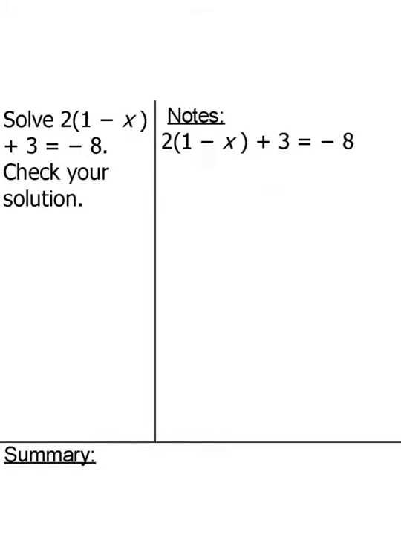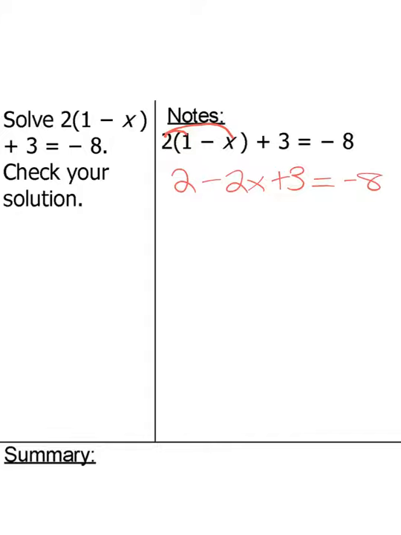So now I have parentheses. What do I do to get rid of those parentheses? Yes. Yeah, so distribute. Perfect. I've got 3 people that clearly know what they're doing. So I do distribute. So I'm going to take that 2, and I'm going to distribute. So I get 2 minus 2x plus 3 equals -8. So now what do I do?